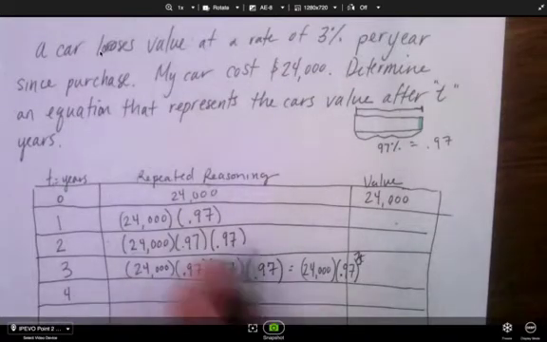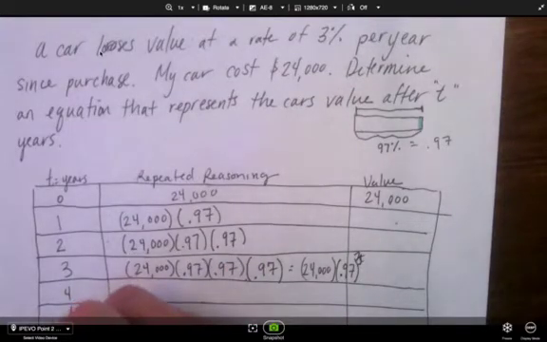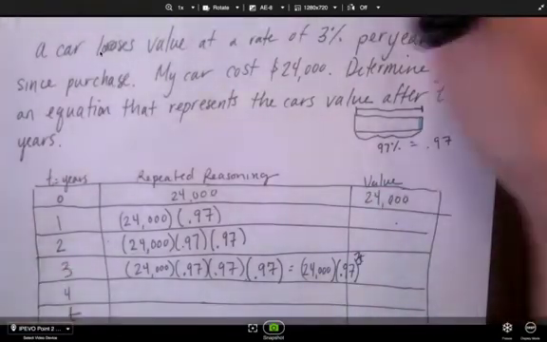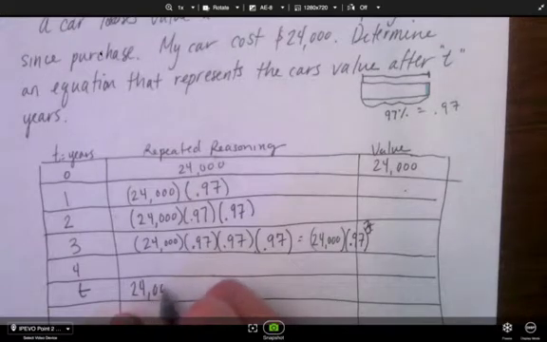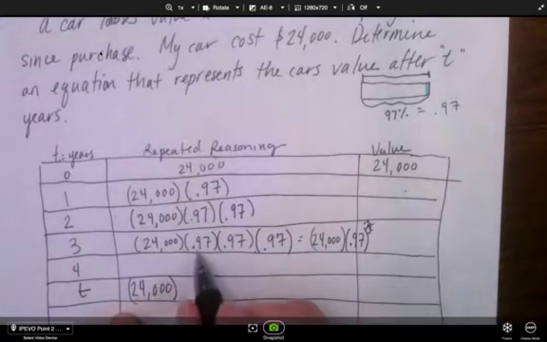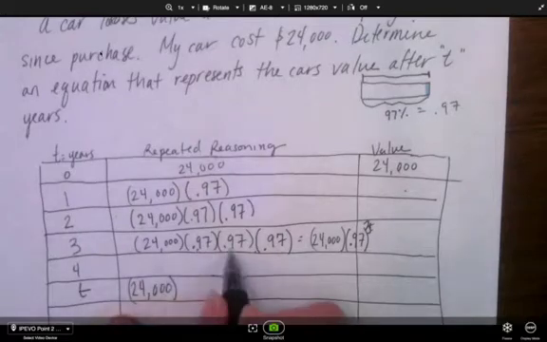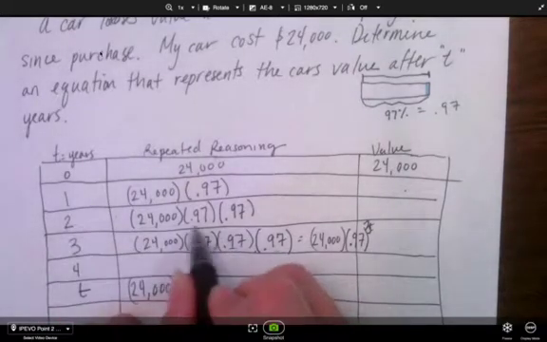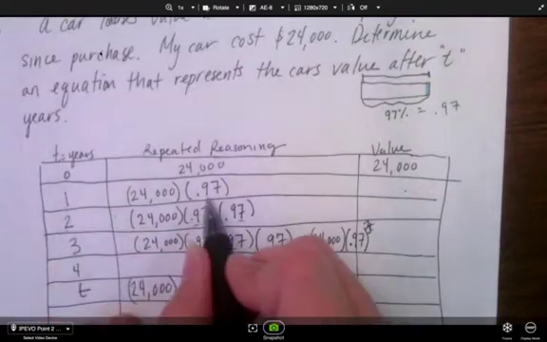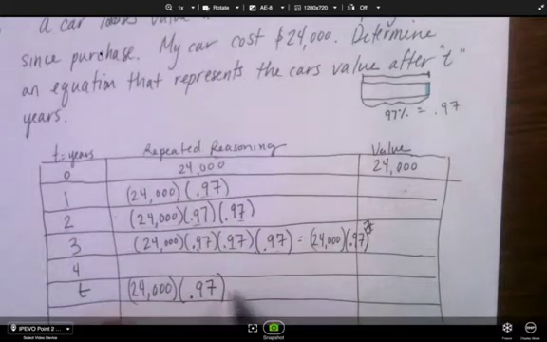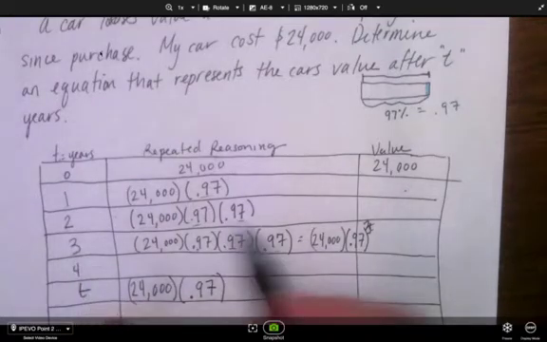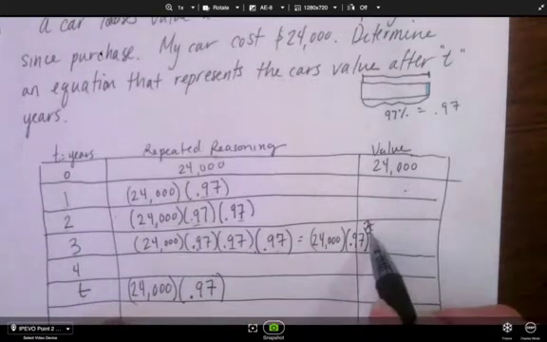Down, down, down. We're going to go ahead and say T here. So after T years, we'll have 24,000, and just like before, when it was 3, there were 3 0.97s. When it was 2, there were 2 0.97s. When it was 1, there was 1 0.97, right? So we're going to say 0.97, and the number of those is going to be equal to the number of years.